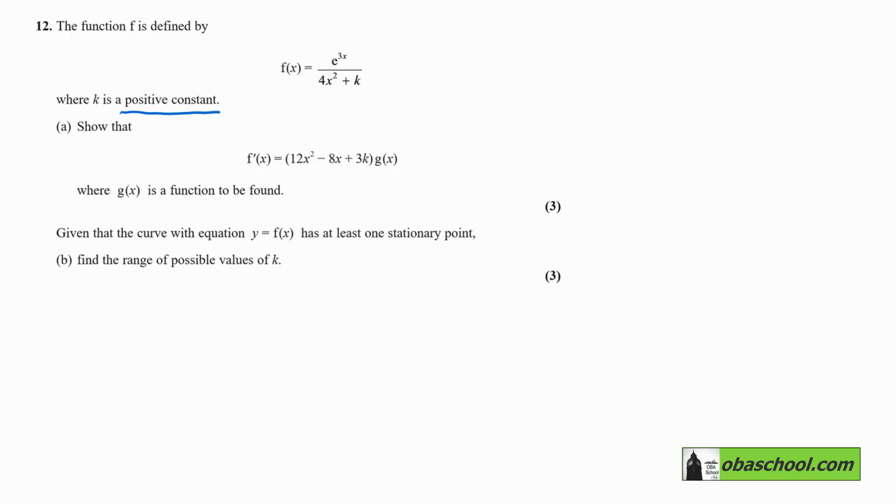So if we look at our function up here, it's a quotient where u is e to the 3x, v is 4x squared plus k. So du dx, don't forget to use the chain rule, is going to be 3e to the 3x. And dv dx, that k is a constant, so it's going to disappear, is just 8x. So we need to use the quotient formula here.